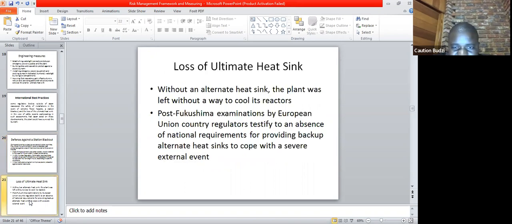With regard to loss of ultimate heat sink, without an alternative heat sink, the plant was left without a way to cool its reactors. So the post-Fukushima examinations by European Union country regulators testify to an absence of national requirements for providing backup alternative heat sinks to cope with the severe external event. So there were no backup.